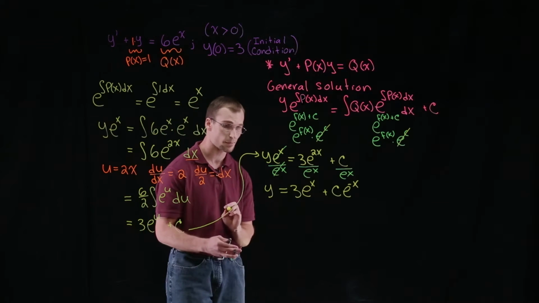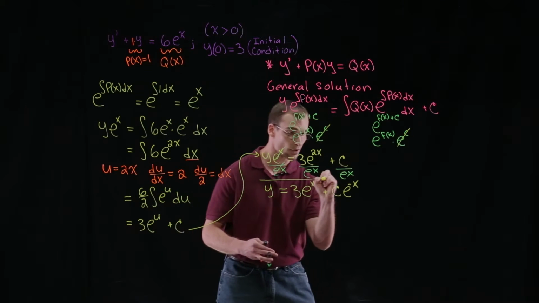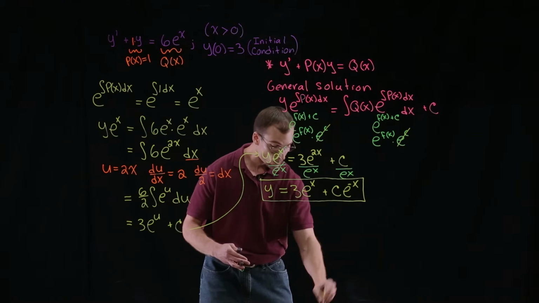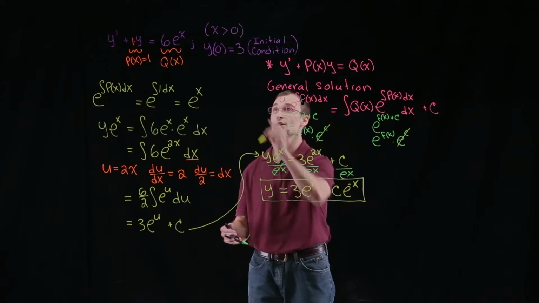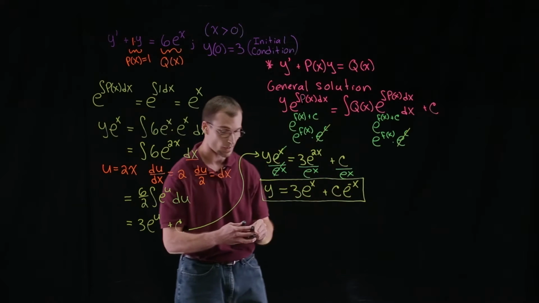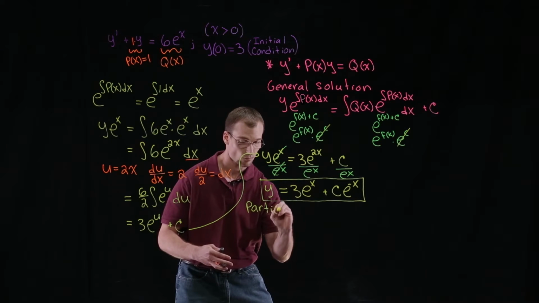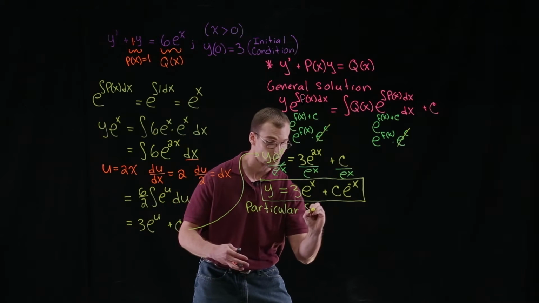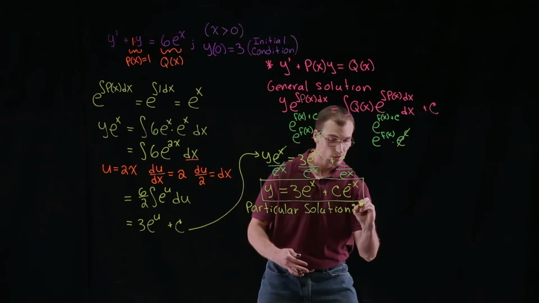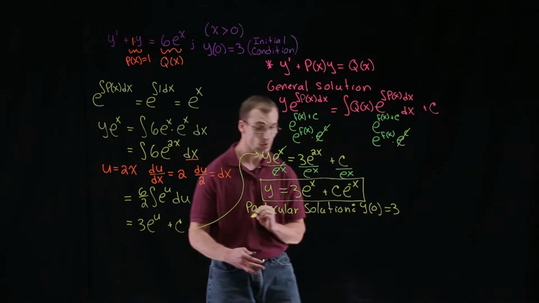Okay, so let's take a step back and reevaluate what we're doing. So what we have here is the general solution to the first order linear differential equation. But what we want is the particular solution satisfying y(0) equal to 3. So that's what we're going to find next. So our particular solution satisfying y(0) equals 3.